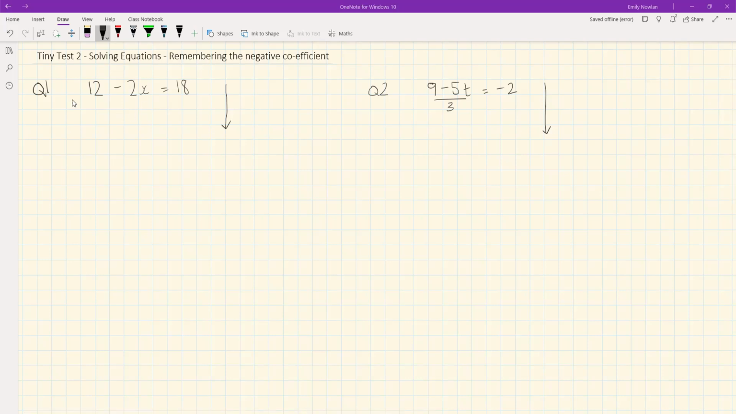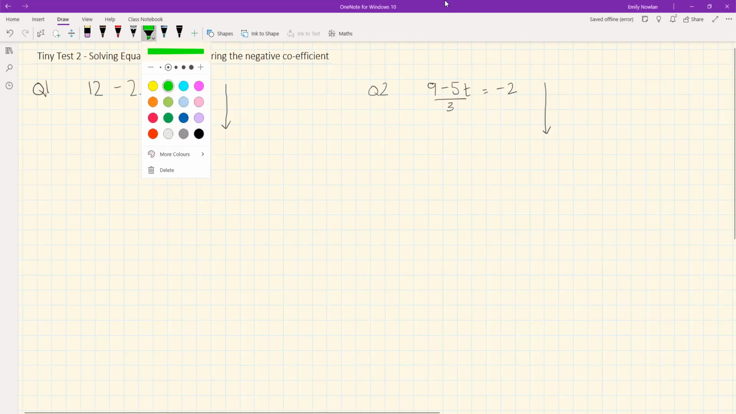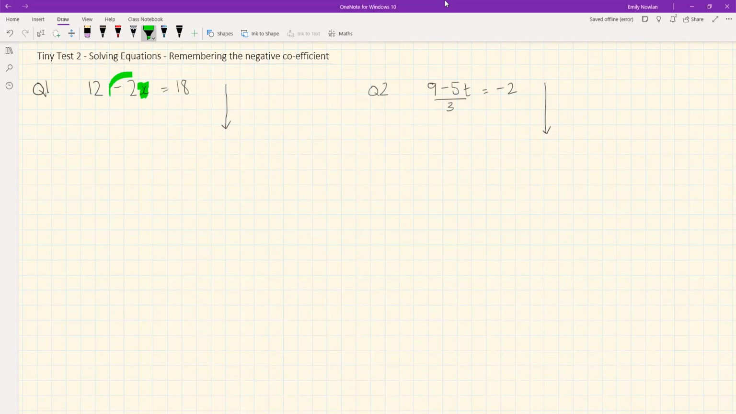Let's see what I did. So you give it a go first. 12 minus 2x equals 18. So remember, the first thing we need to do is to work out what happened to the x, or the unknown. Here's the unknown. What happened to it? We've got times by not just 2, but minus 2. So this is what I mean by remembering the negative coefficient. This is a minus 2 in front of the x.